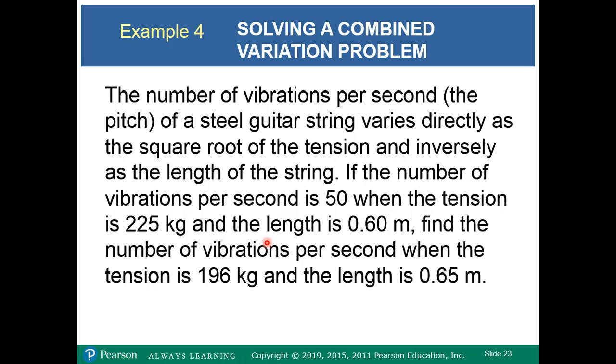So we've got two things going on. It varies directly as the square root. Now it doesn't say jointly, so it says directly as the square root of the tension. So where's that one going to go? Well, it's going to be the square root. Since it's directly, it's going to be of the form y equals kx.